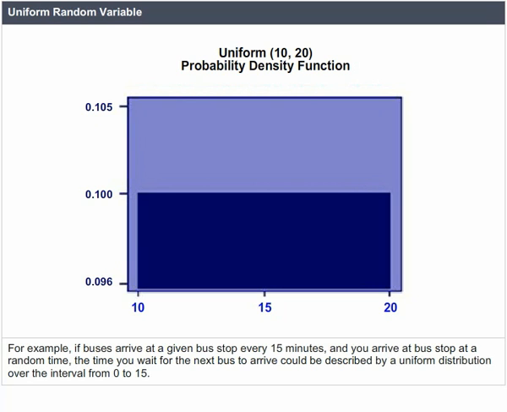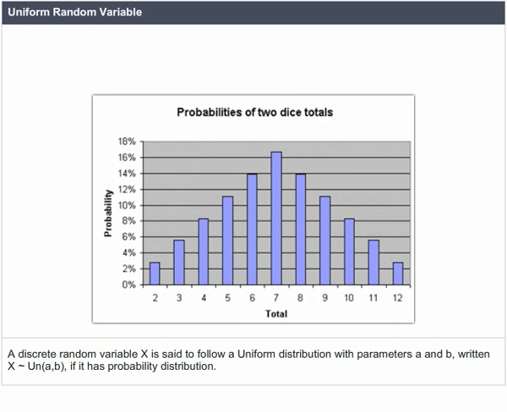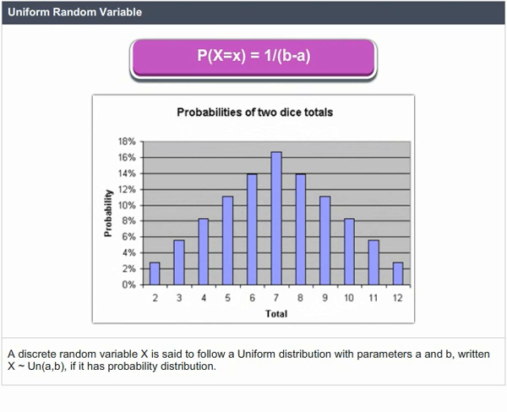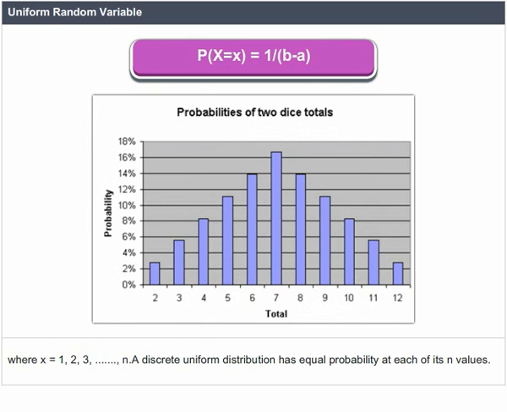A discrete random variable X is said to follow a uniform distribution with parameters a and b, written X follows uniform distribution (a, b), if it has probability distribution P(x) equal to 1 divided by b minus a, where x equals 1, 2, 3, etc., till n. A discrete uniform distribution has equal probability at each of its n values.